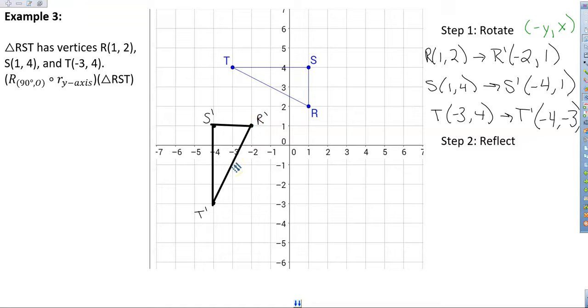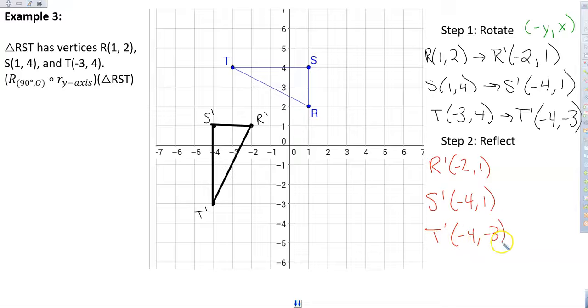All right, now, that's not my final figure because we have one more transformation. We are then going to reflect this across the y-axis. So let's start with R. My R prime, and we're just going to kind of copy what's up here for just a quick second. S prime is at negative 4, 1. T prime is at negative 4, negative 3.